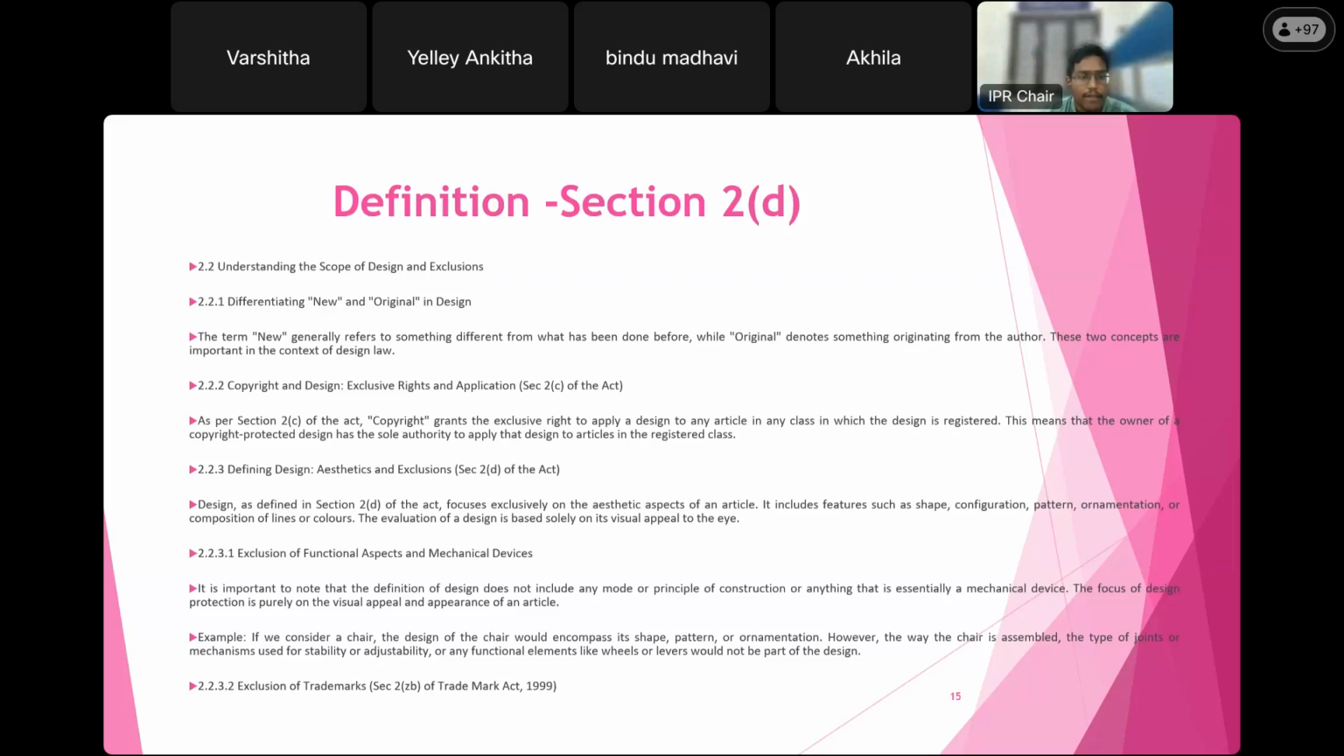And another one is copyright in design, the exclusive right applicable under Section 2(c) of the Act. Section 2(c) of the Act, copyright grants the exclusive right.